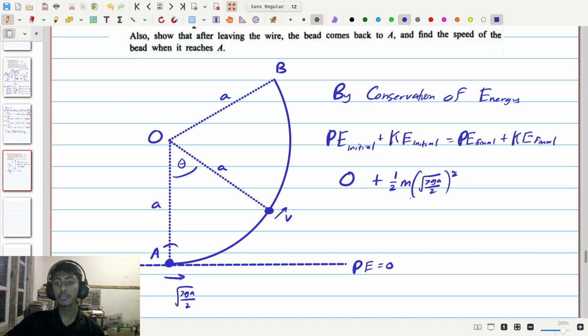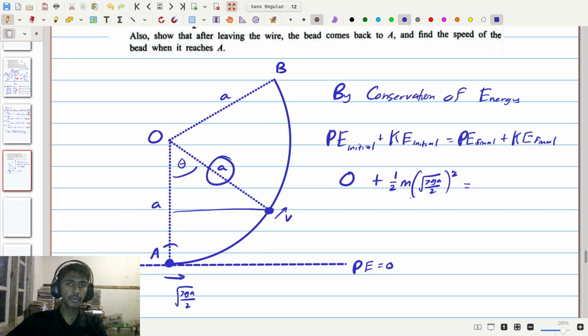Now, as for the PE final and KE final, PE final comes from the height that is gained by this particle. Considering the height that is gained, we can find it based on this triangle right here. Considering the total height of the point O from the point A, that height is A right here, which is the total height, the radius of our circular path, and out of that height, this height right here is A cosine theta. So the height that's left over, the height from P equals 0 up to the point, is going to be the whole total height A minus A cosine theta.